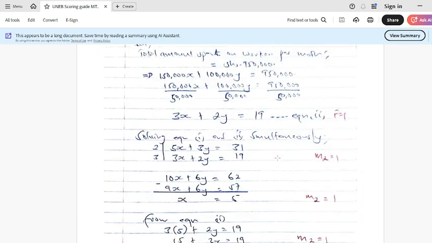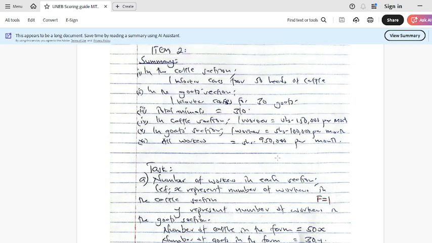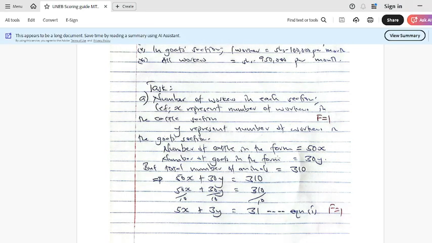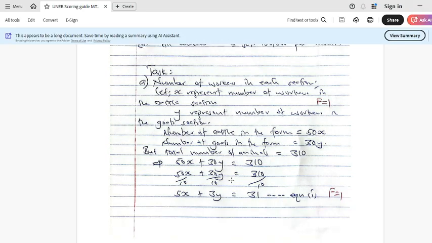That one will give us the total workers, or the number of workers in each section. Now here we multiplied 50 times X, that 50 is the number of cattle taken care of by a single worker. That means if I get the number of workers working in the cattle section and multiply them with 50, I'll get the total number of cattle.